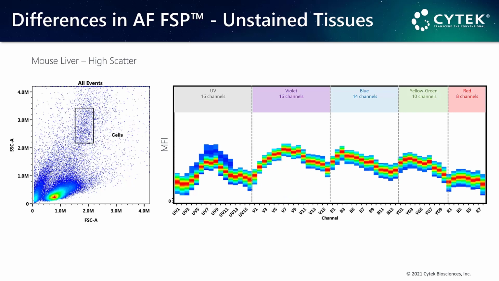However, when we move the scatter gate to place it around this group of cells with higher forward and side scatter, we see a very large increase in the intensity of the autofluorescence, and within that group, the signature is relatively narrow and discrete.